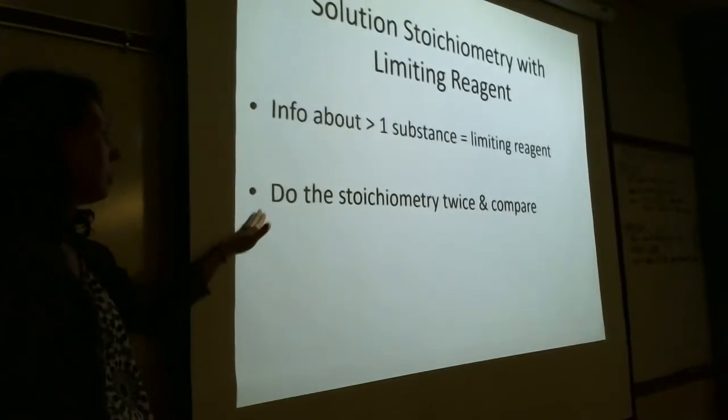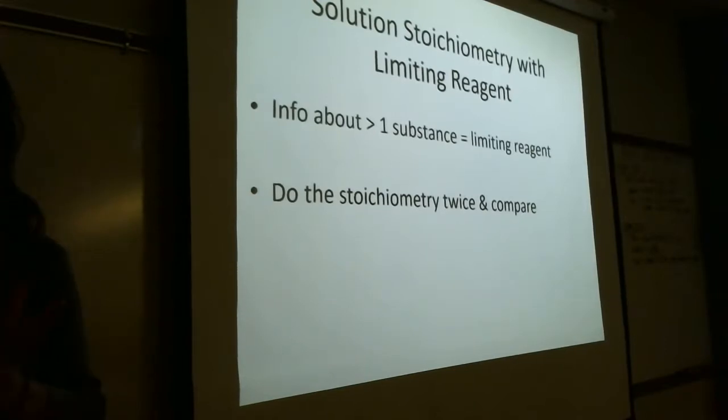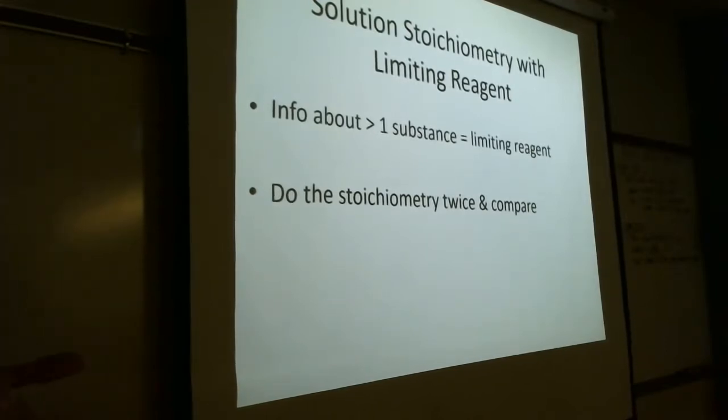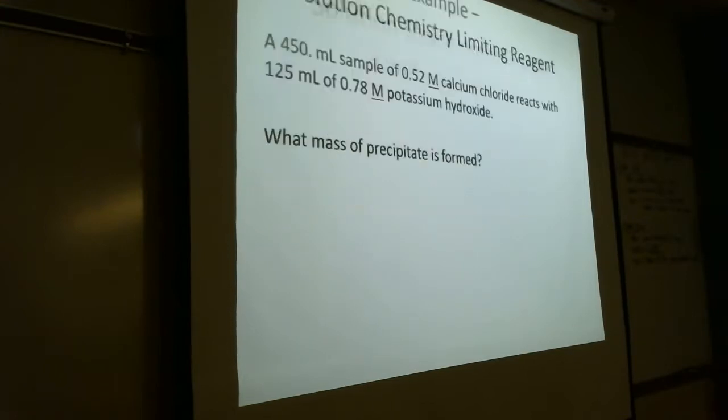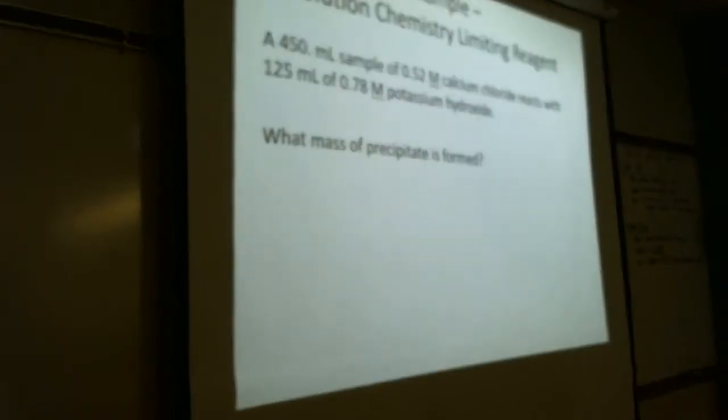Anytime you know information about two substances, could be a reactant, could be a product, okay? That's limiting reagent, which means you're gonna do the stoichiometry twice, just like when we did regular stoichiometry, right? We did our stoichiometry 2 times, and then we compared, and then the smaller value was the answer that we chose as our theoretical yield. We're gonna do the exact same thing when we're doing solution stoichiometry involving limiting reagent. We're gonna pick the smaller value. So let's do this one together.